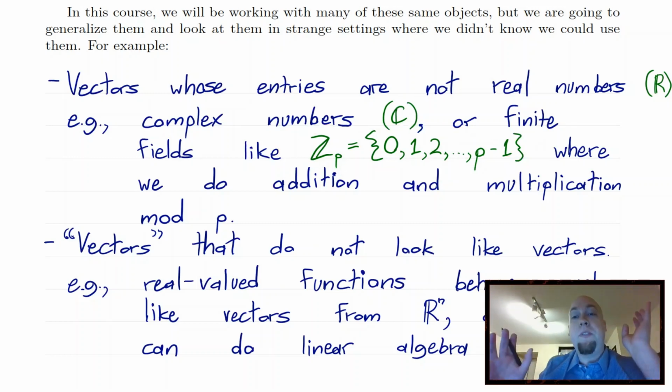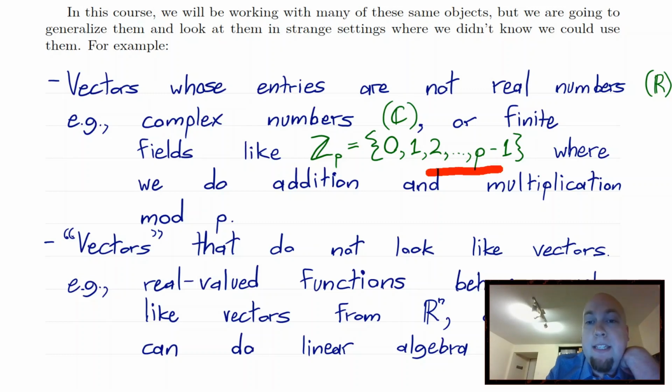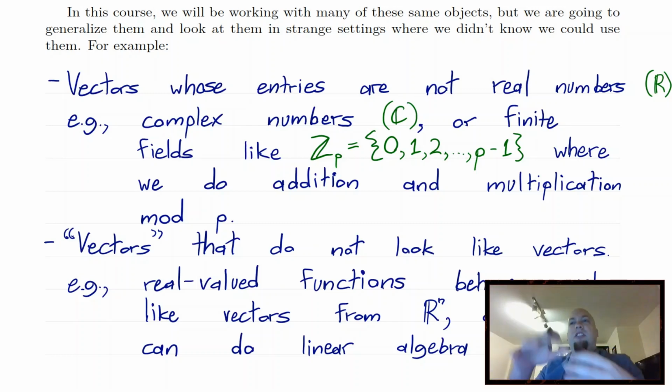Now, probably most people taking this class haven't seen finite fields yet, unless you've already taken modern algebra. But a finite field, the standard example, is the set of numbers 0, 1, 2, up to p minus 1, where p has to be some prime number for this to work. This is called a finite field, and in this set you do addition and multiplication mod p. What that means is that addition and multiplication cycle around whenever you hit p.